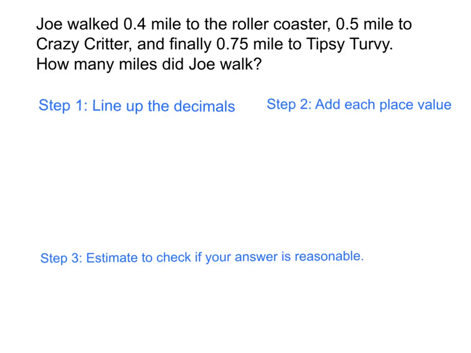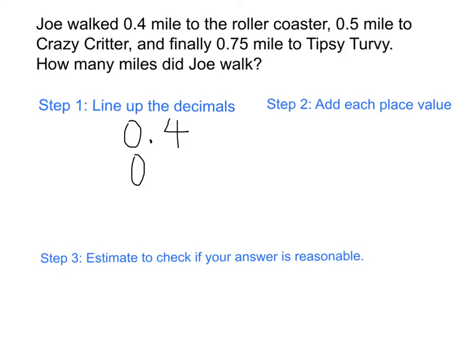Okay. So step one is to line up all of your decimals. So that means we want to make sure all our ones are in the same place, all of our decimal points are in the same place, all of our tenths are in the same place, all of our hundredths are in the same place, all in the same rows, okay? So first he walks 4/10 of a mile. Then how far did he walk, Henrik? 0.5 miles. Okay, or 5/10 of a mile.